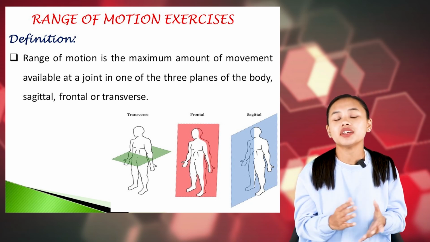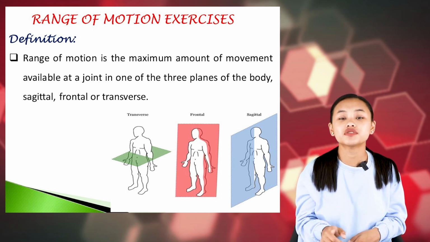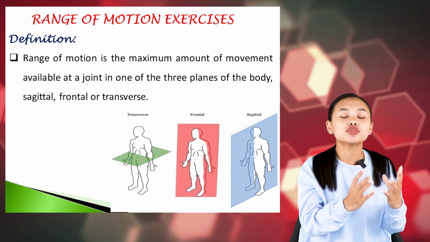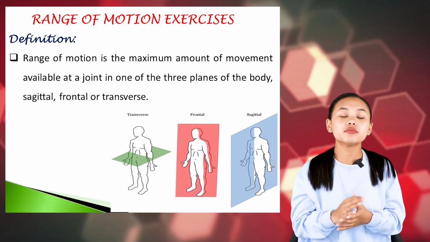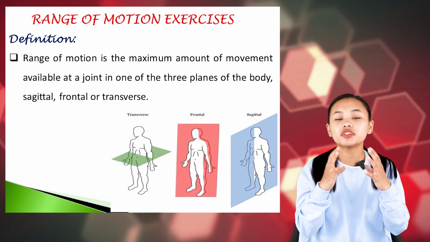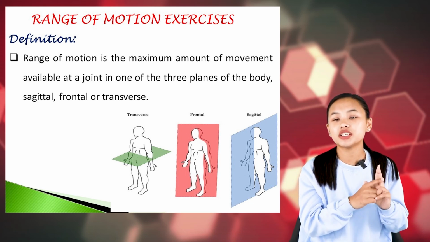So as I have said, range of motion is measured in degrees of a circle through which the bones of a joint can be moved. And as I've said, it is the movement of a joint in one of the three planes present in the body, that is the sagittal, frontal, and the transverse.